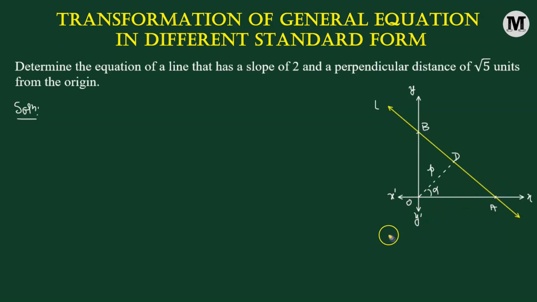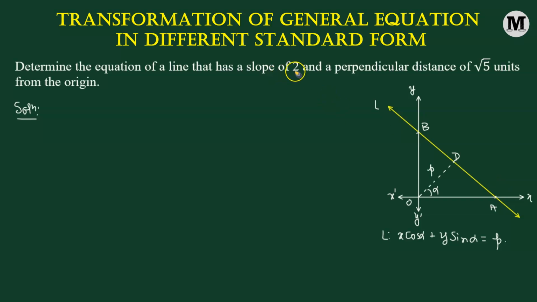In that case, the equation of the line L is given in the normal form as x times cosine of the angle alpha plus y times sine of the angle alpha, and that is going to be equal to the perpendicular length OD. This is the equation of the line. Now what we have to do here is we need to determine the equation of the line, and for this line the slope of the line is given.